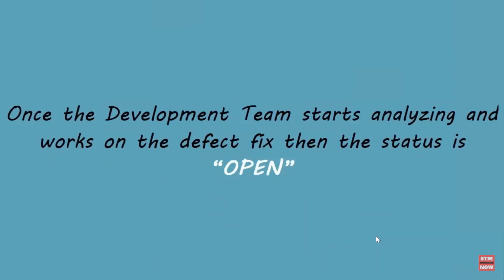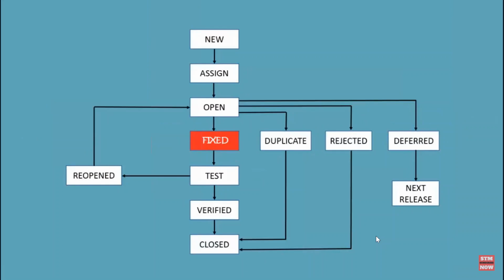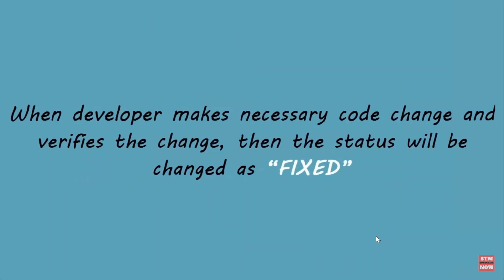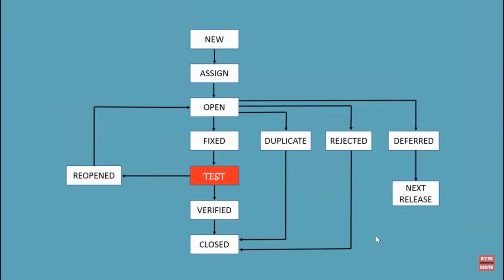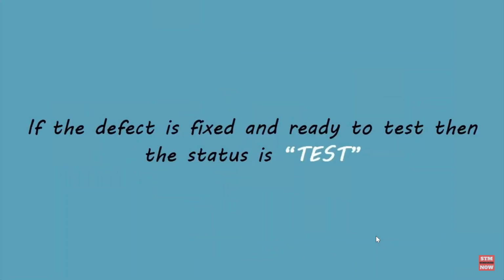If the bug status is open, it means that the development team starts analyzing and works to fix the defect. The next state is fixed, which means when the developer makes the necessary code change and verifies the change, the status of the bug will be changed to fixed and the bug is passed to the testing team. Here the development team changes the bug status to test. If the status is test, it means the defect is fixed and ready to be tested, to check whether it is fixed or not.